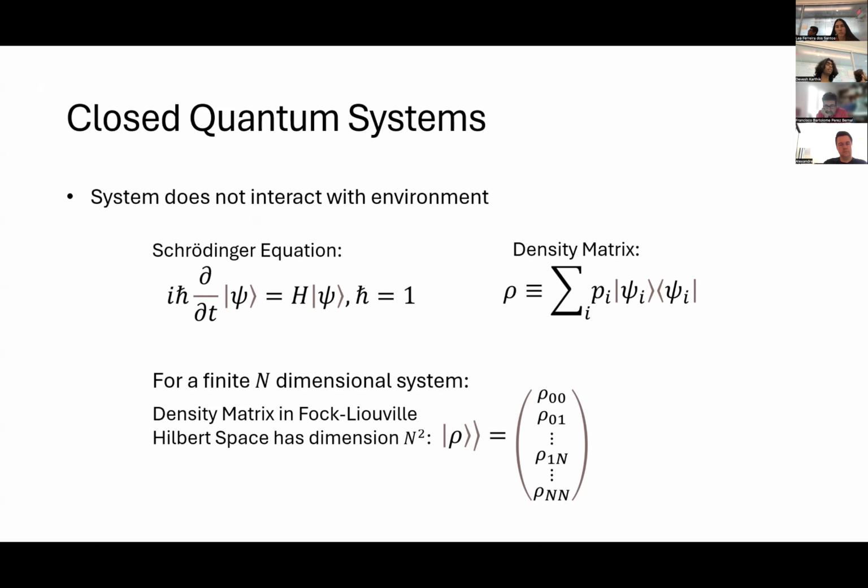Now, the information in the wave function can also be presented as a density matrix. So we define a density matrix as the outer product of the wave function of each possible state times the probability of that state. And with that, we can get an operator. And in an n-dimensional system, we can use what's called Fock-Liouville-Hilbert space to represent this density matrix as a vector, which makes our later calculations much simpler.